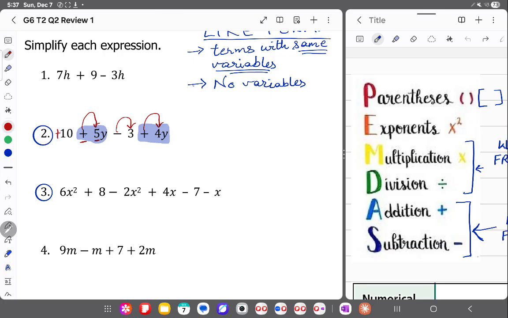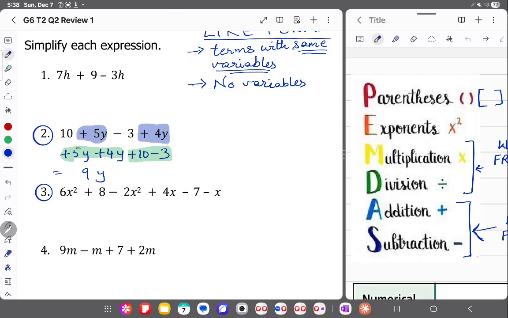So as a first step, I'll write plus 5y plus 4y. I bring them together and I move. 10 has no sign, so it's plus 10 and minus 3. Now I have two kinds of like terms. I have this as one like term and I have this as another like term. So I can add or subtract, which means I will have 5y plus 4y. The y I keep as is and I add 5 plus 4 is 9. And then I have 10 minus 3.